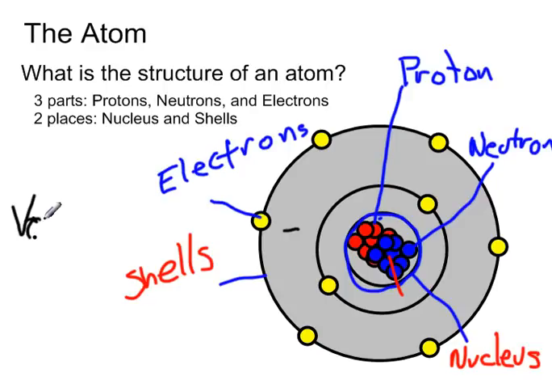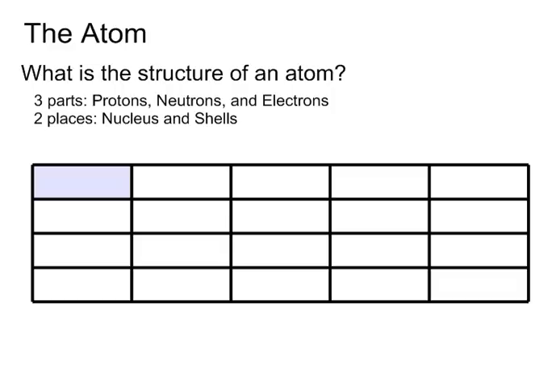Okay, valence electrons. That is these outside electrons, okay? So far we have talked about what an atom actually is, and we've talked about the structure of an atom. Now I want to go into a little bit more detail about protons, neutrons, and electrons. Okay, so in this column I'm going to put the different types of subatomic particles that make up an atom.